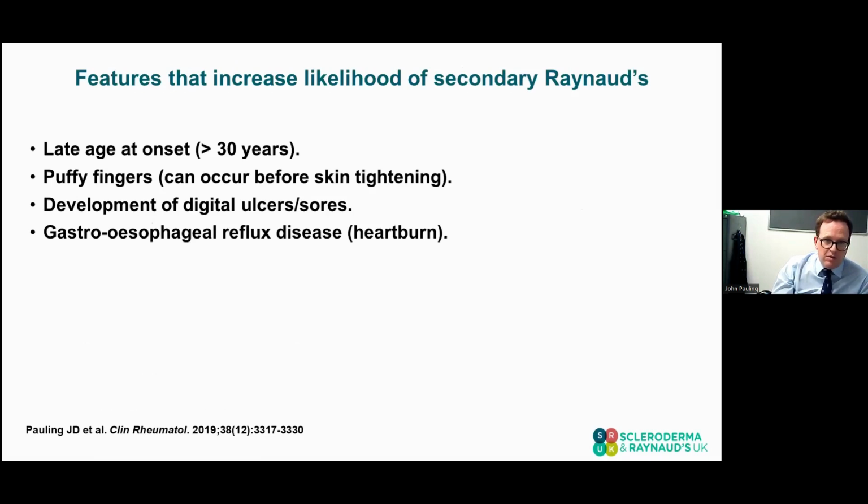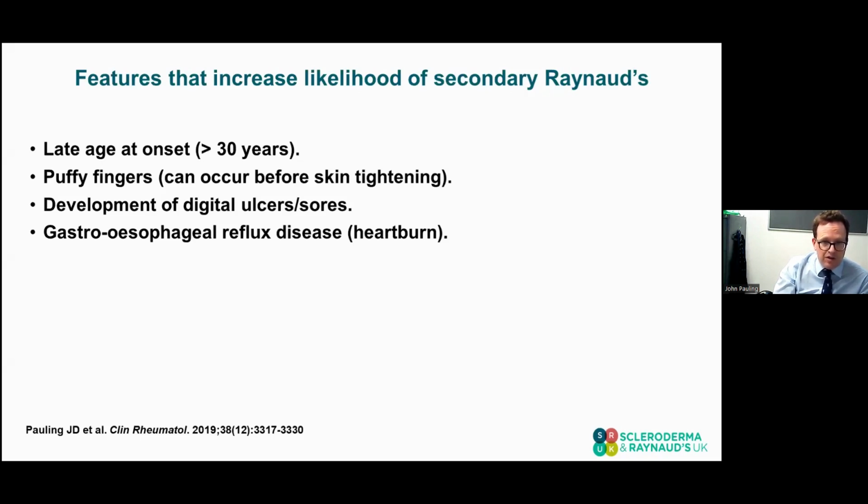Developing Raynaud's symptoms late on in life, over the age of 30, is obviously a concern. Most primary Raynaud's will occur in late adolescence or early adulthood. There are certain features within the skin that can also be a concerning feature. So if people have noticed that the fingers have become more puffy, and they may notice that their wedding ring has become more difficult to get off.